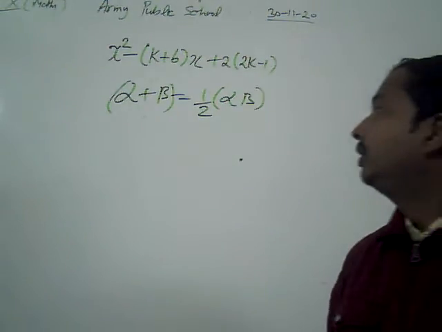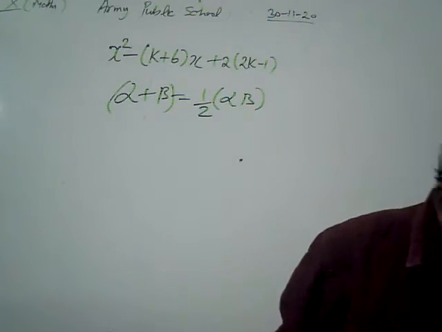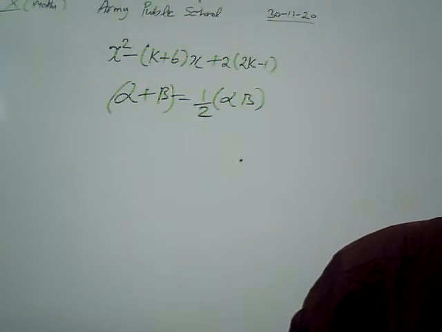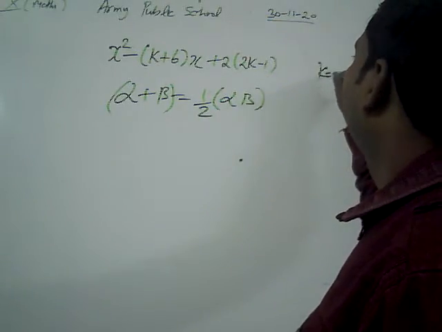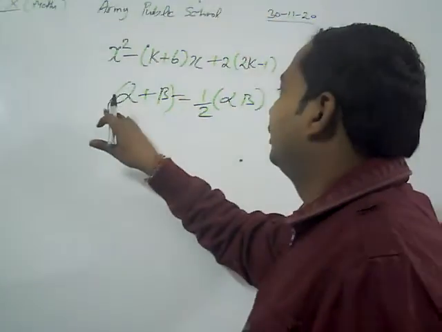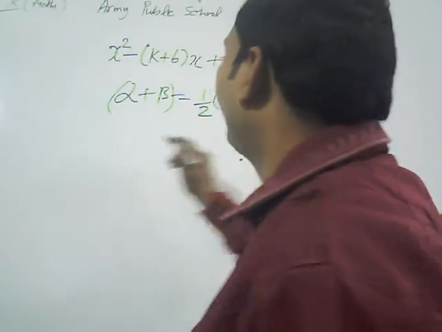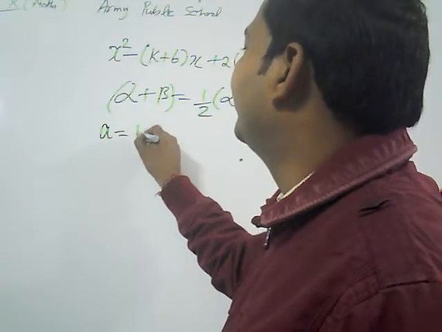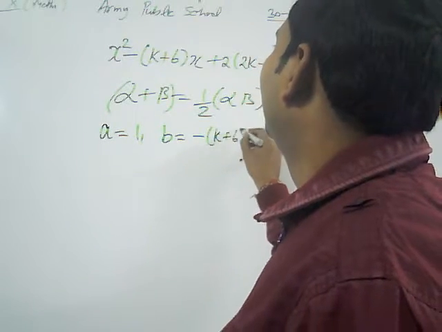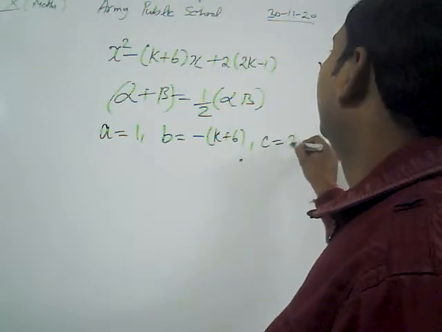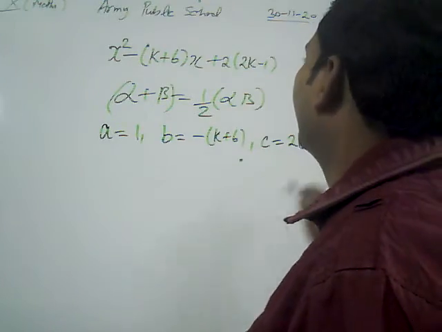Now look, we have to find the value of k. First of all, after comparing this with the standard form, we get the value of a as 1, the value of b as minus (k + 6), and the value of c as 2 times (2k - 1).